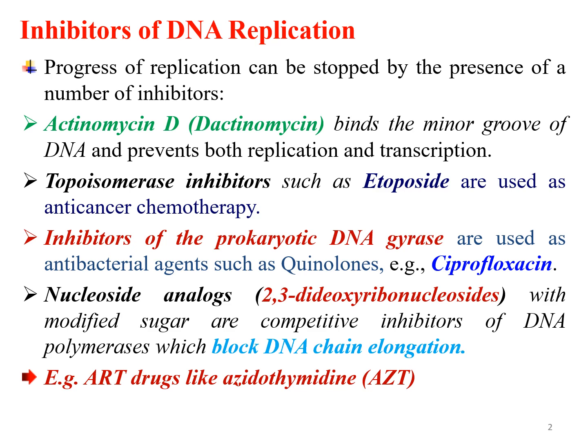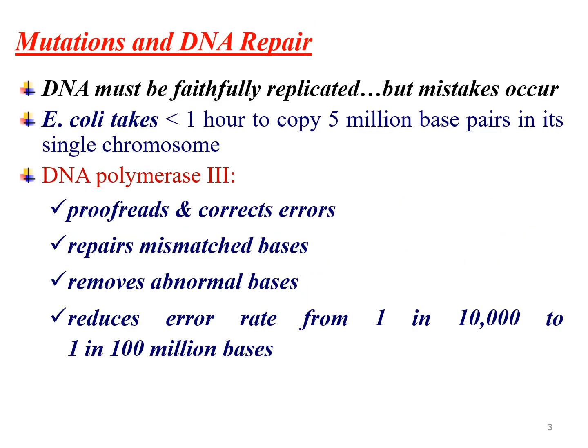Nucleoside analogs like 2,3-dideoxyribonucleoside, with a modified sugar, are competitive inhibitors of DNA polymerase, which block DNA chain elongation. Different anti-HIV drugs, like ART drugs such as azidothymidine, can also inhibit this chain elongation of DNA.